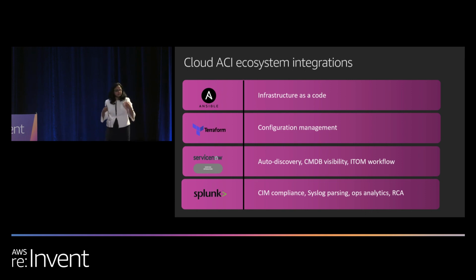We also have Ansible enabled. So you can use Ansible to configure the Multisite Orchestrator, or you can use Ansible to configure the Cloud APIC. And then ServiceNow and Splunk are two partners who have already gone ahead and enabled this integration for the Cloud APIC. What the integration is doing is, for ServiceNow, it's an ITSM platform which provides you all the visibility. It gives you CMDB visibility, and it will also give you all the workflow information. So all the configuration that you enable on the Cloud APIC, you will be able to see on your ServiceNow platform.